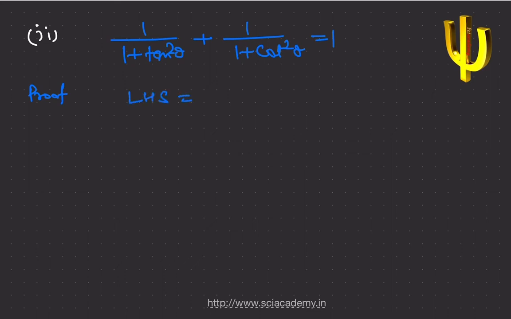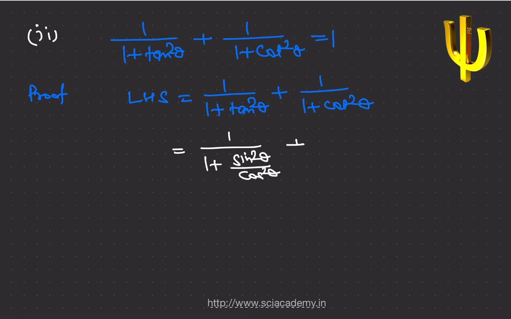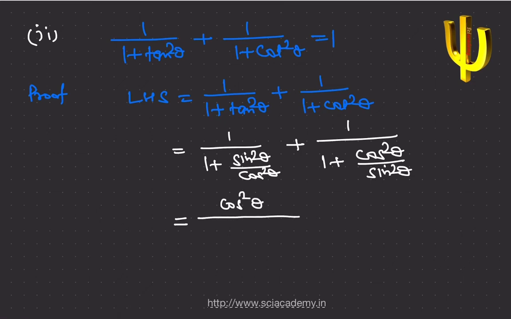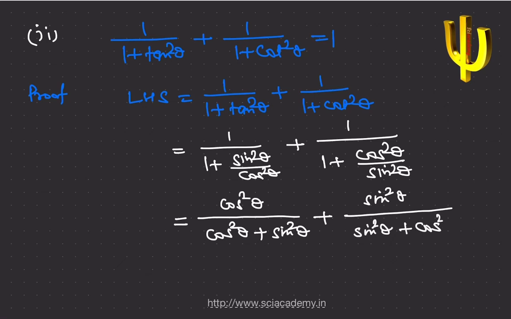So LHS is given equals to 1 by 1 plus tan square theta plus 1 by 1 plus cot square theta. So that is equal to 1 by 1 plus sin square theta by cos square theta plus 1 by 1 plus cos square theta divided by sin square theta. So this gives cos square theta divided by cos square theta plus sin square theta plus sin square theta divided by sin square theta plus cos square theta.